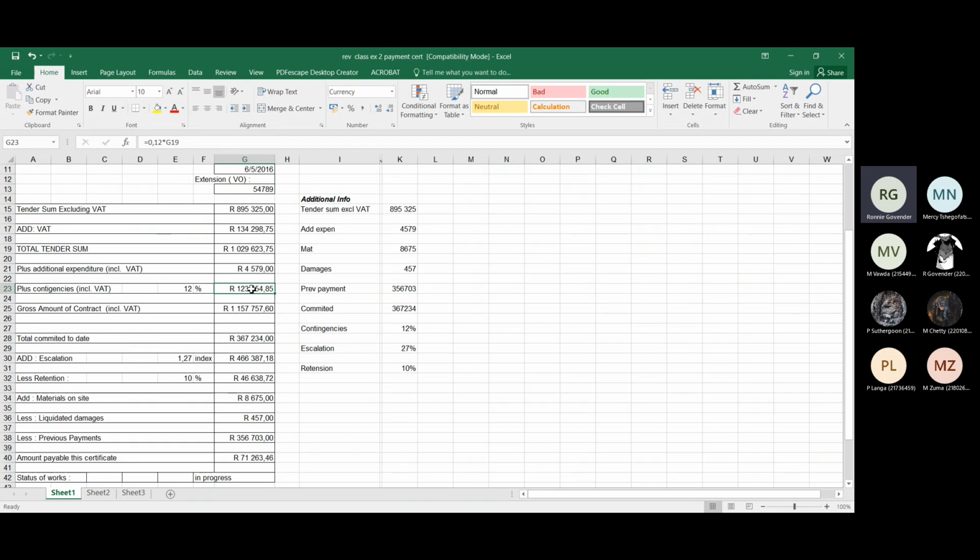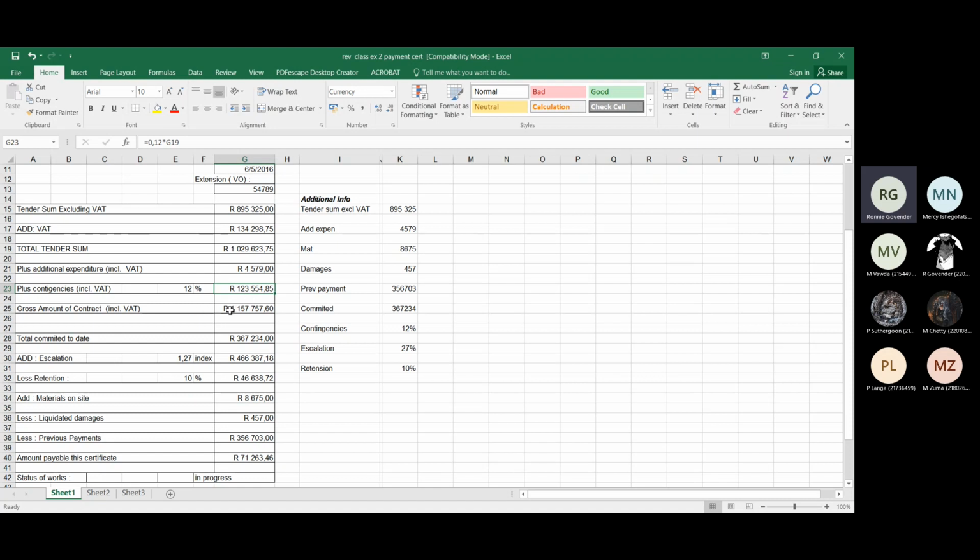If you look at it, your 12% is on the total tender sum. You don't go and add your additional expenditure and then work out your escalation, because remember, this additional expenditure only comes in later when the project starts. For example, we didn't know at the time of tender that there was going to be a sewer pipe that we needed to relocate. So that's why you'll notice that this 12% is only on the total tender sum. It's 12% of 1,029, so that comes to 123,000.